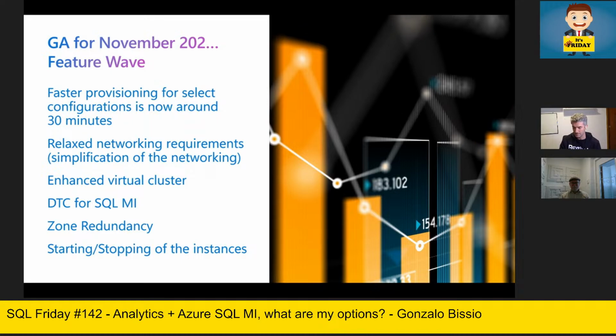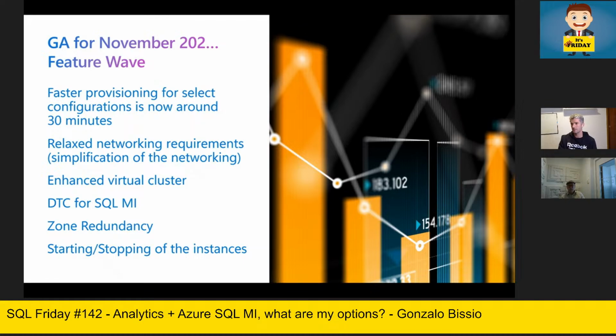Then these days it took more or less, depending on the number of cores, and depending on whether you were creating a business critical or a general purpose. As I mentioned at the very beginning, in general purpose you have a single node. Now, if you use the next gen, you are using the premium storage. But in business critical, it was for availability group nodes. So it took like 3 to 5 hours, more or less, to create the Azure SQL MI. But with this new feature wave in November, you can create Azure SQL MI in 30 minutes.